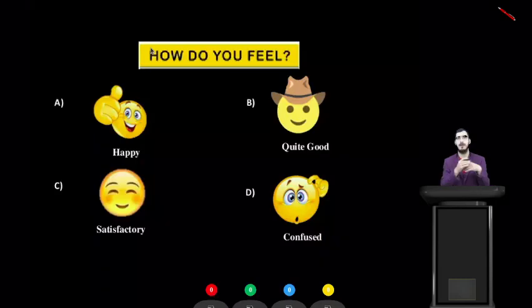So students, feedback question: how do you feel? Happy, quite good, satisfactory or confused? I am giving you 25 seconds. So in today's class we have learned how to represent data in various forms. We saw bar graph, pictograph, and double bar graph. Next class we will learn different types of graphs.